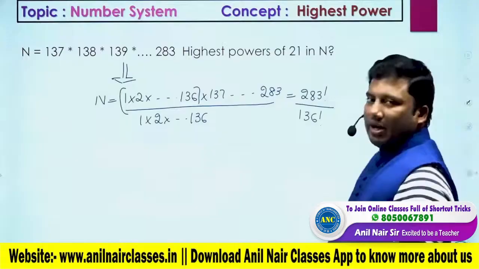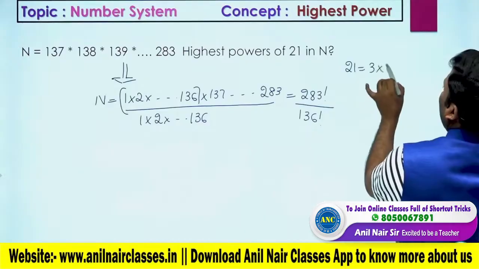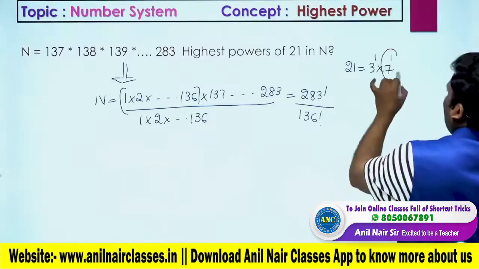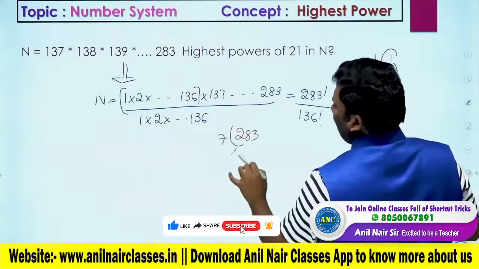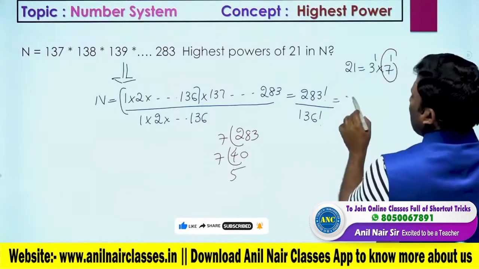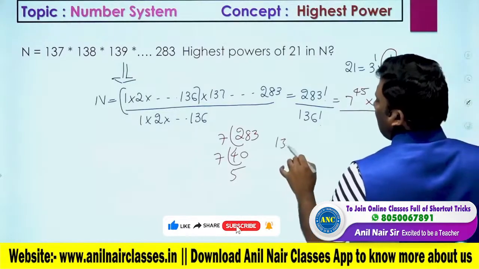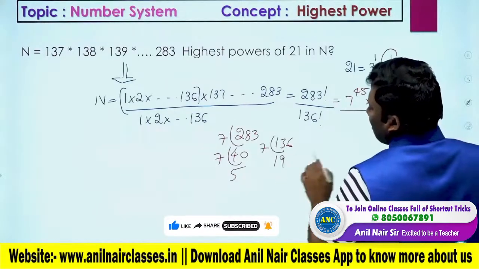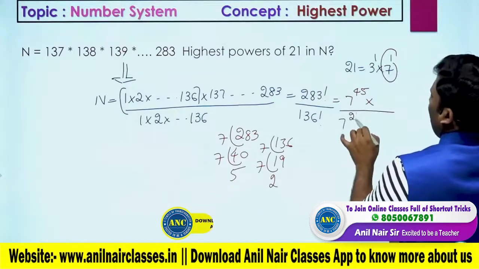So this is 283 factorial by 136 factorial. 21 is 3 into 7. The powers of the prime numbers are single, so always I will go with the highest one. 283: 7 40s are 280, 7 5s are 35. So it is 7 power 45. For 136: 7 1s are 7, 66, 7 9s are 63, 7 2s are 14. So it is 7 power 21.